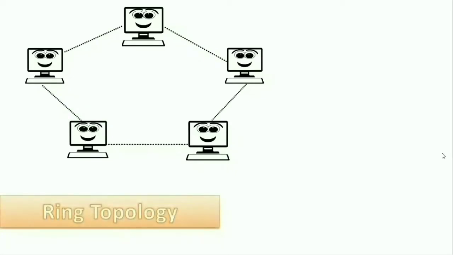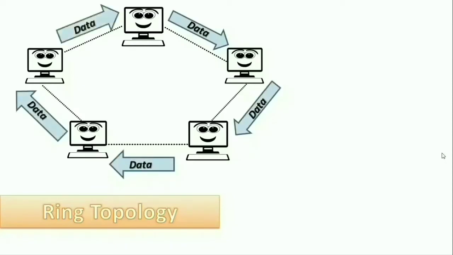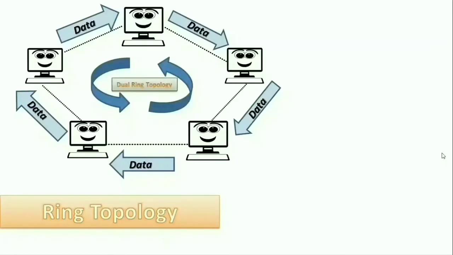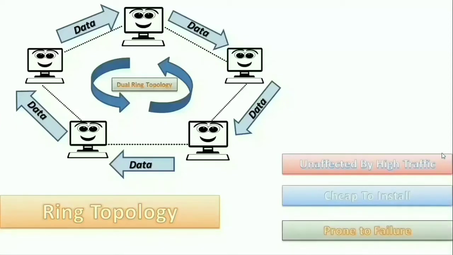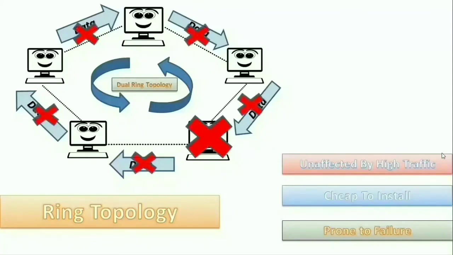These are computers which are connected in a ring structure, which is known as ring topology. Now in this topology, data flows unidirectionally, but sometimes it can also flow on the other side. Such a type is known as dual ring topology. It is unaffected by high traffic. It is very cheap to install, but it is prone to failure. That means if any one computer in the ring fails, then the whole network will fail.